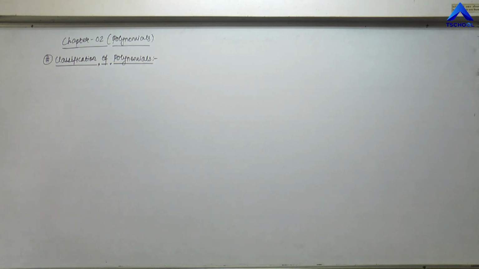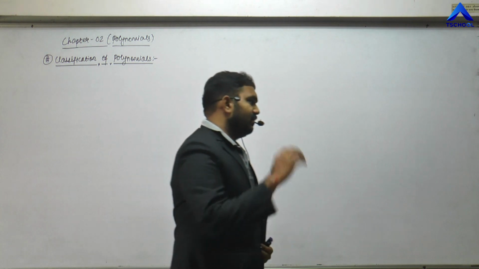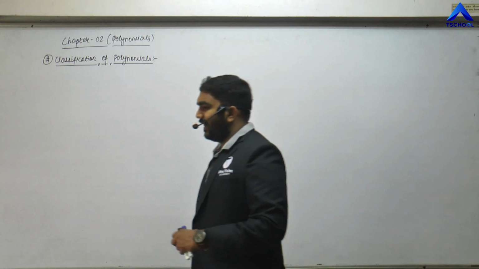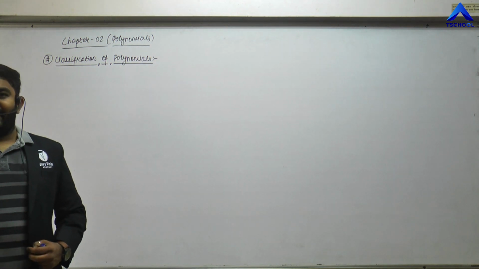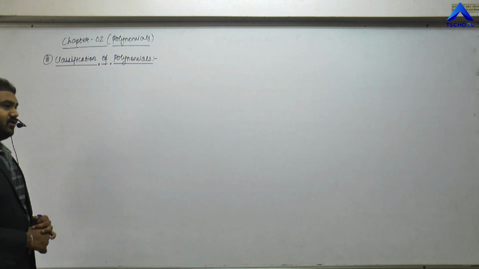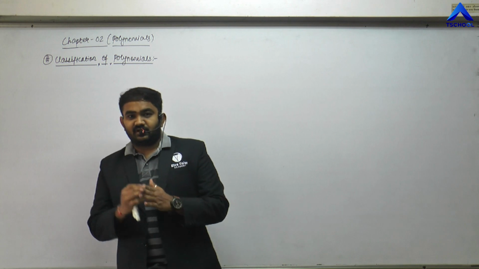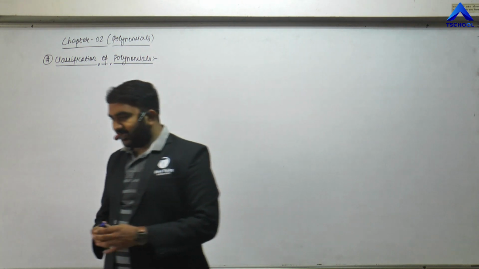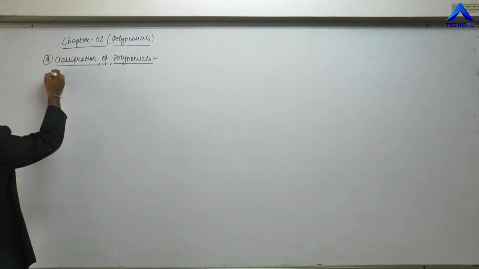The classification of polynomials. Friends, broadly, the classification of polynomials that mathematicians made was based on the number of terms present in the polynomial. And later, when the topic of the degree of polynomials came, the classification was again made on the basis of the degree of the polynomials. So we are going to discuss both, and see how both of them are made.